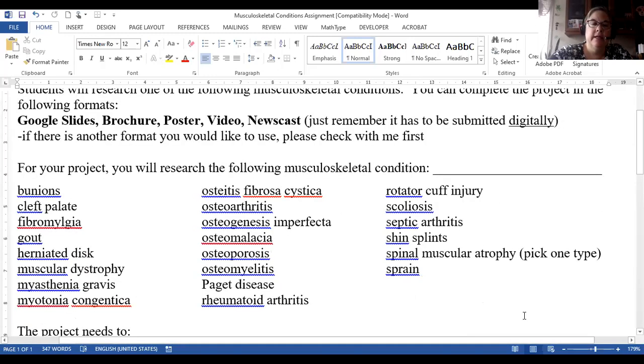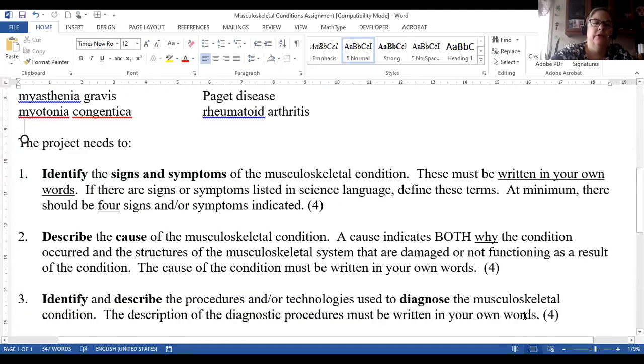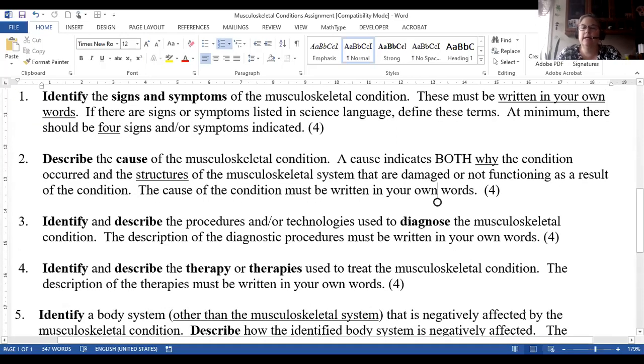We'll look at these conditions in a minute. So the project needs to include, you've got to identify the signs and symptoms of the musculoskeletal condition. So again, if you're seeing these in sciencey language, you've got to tell me what they mean in your own words, okay? At minimum, you need to include 4 signs or symptoms. The cause of the condition. So remember, a cause is why does it happen, and then what parts of the body are affected by it, right? So a cause could be genetics, a cause could be injury, because of some of the descriptions they used in that video we just watched.